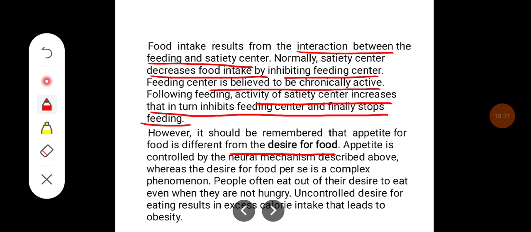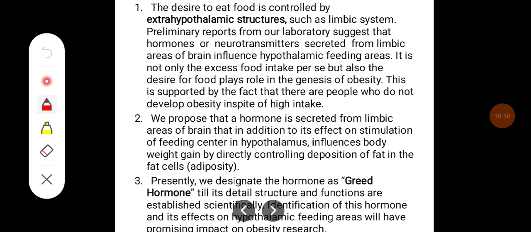Appetite is controlled by the neural mechanism described above, whereas the desire for food per se is a complex phenomenon. People often eat out of their desire to eat even when they are not hungry. Uncontrolled desire for eating results in excess calorie intake that leads to obesity. The desire to eat food is controlled by the extrahypothalamic structures such as the limbic system.